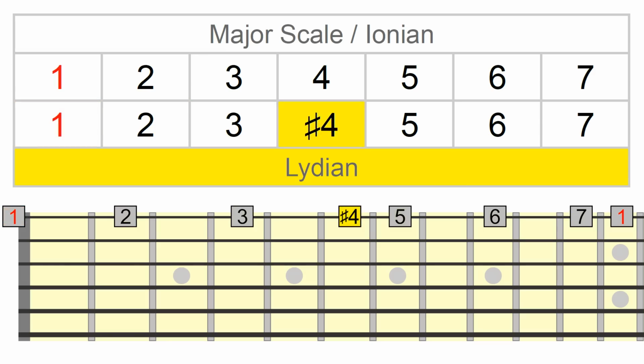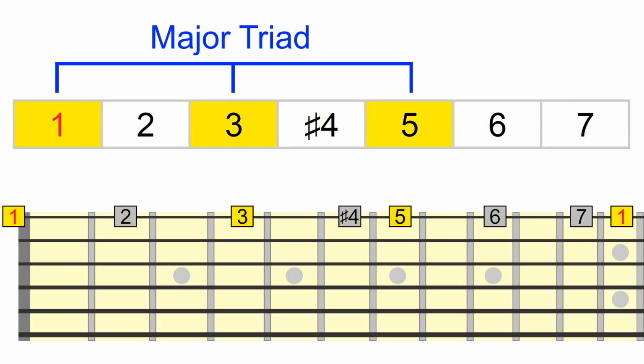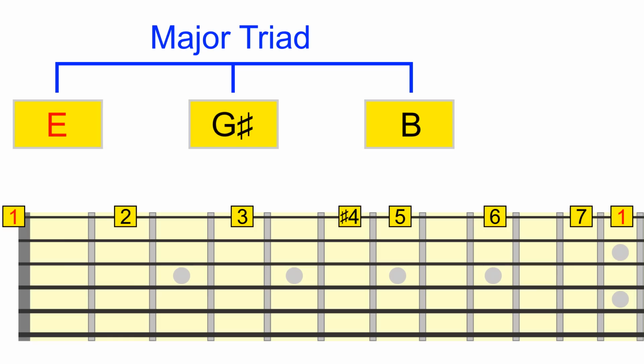So that sharp 4th is what gives Lydian its distinctive major sound, as Lydian's tonic or root triad is major. This tells us that Lydian will theoretically work over major chords with the same root. For example, E Lydian over E major.